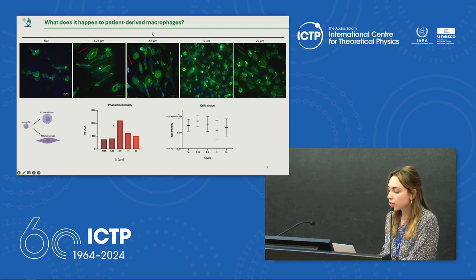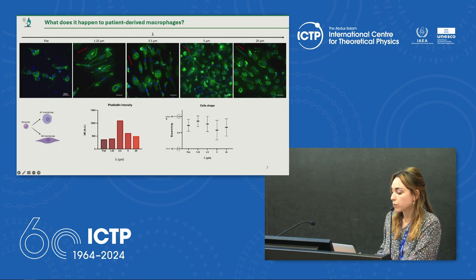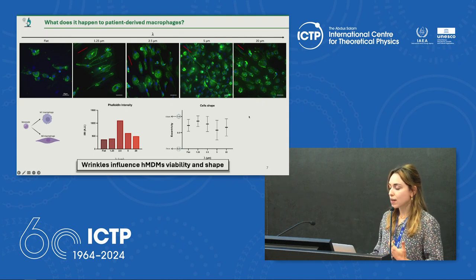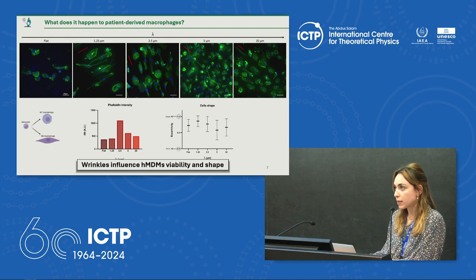So I found that also for patient-derived macrophages, the surface influenced the viability of cells. On soft substrates, around 2 megapascal, with 2.5 micron wrinkles, the viability is maximum. And the shape is also influenced by the wrinkles. As you can see here, for 0, 1.25 and 2.5 microns you have a more elongated phenotype, while for bigger wavelengths you have a somewhat more circular shape. So again, wrinkles do influence human monocyte-derived macrophages' viability and shape.